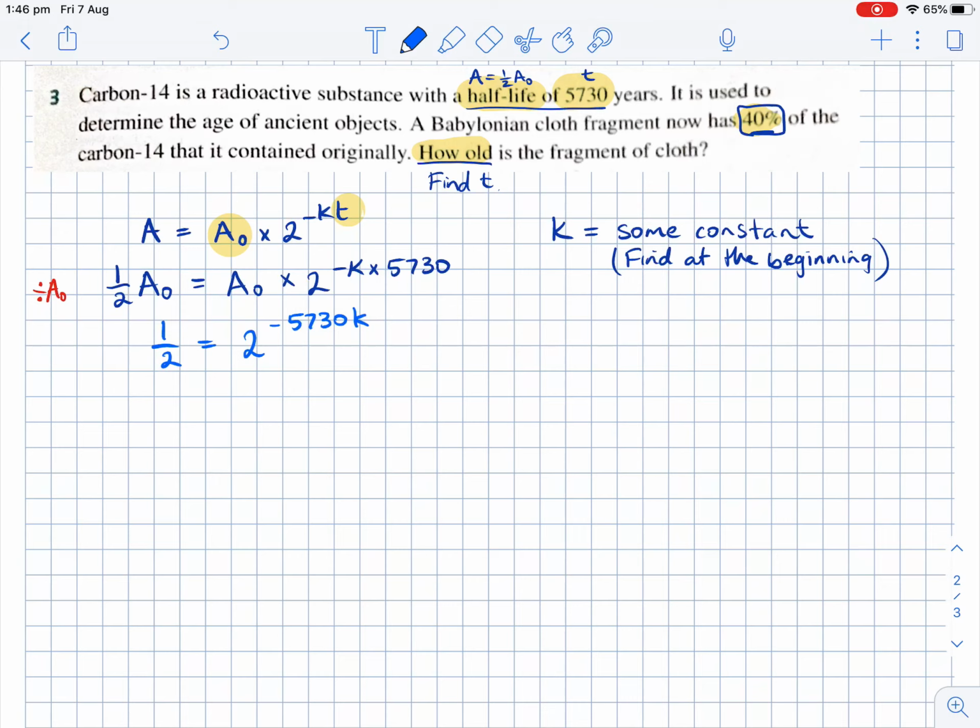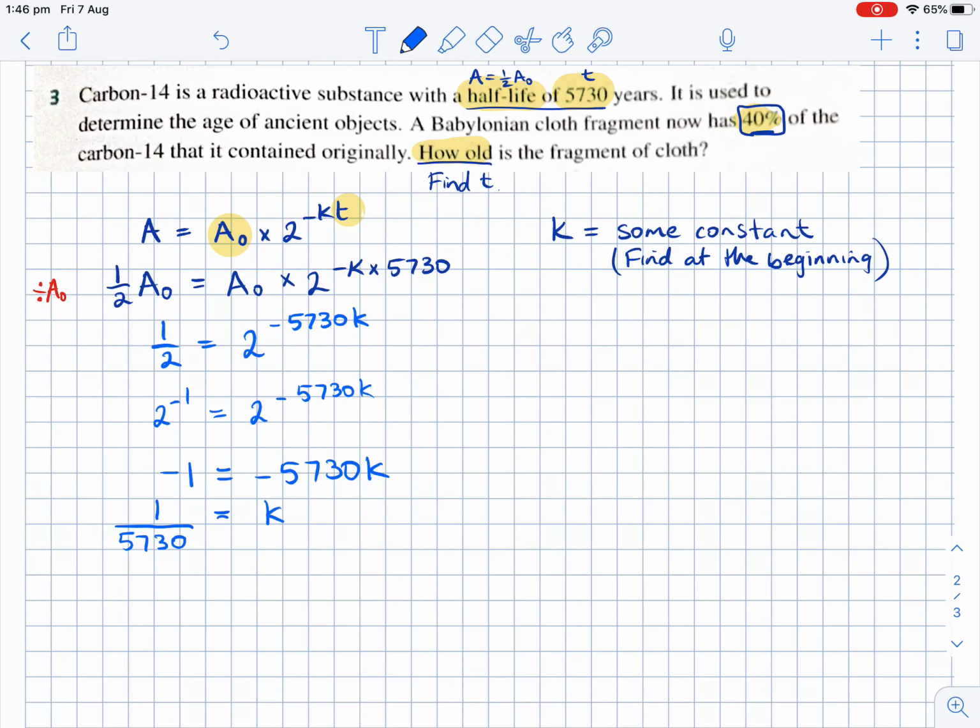My next step here, because I'm working by hand, I could just type this into a calculator and use solve, but because I'm working by hand, I'm going to write a half as 2 to the power of negative 1. And because I have the same base, I can write my equation as negative 1 equals negative 5,730k, and therefore k equals 1 divided by 5,730. Sweet, I've got my k value.